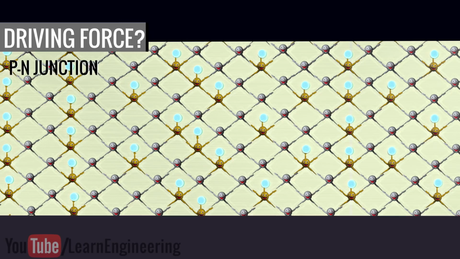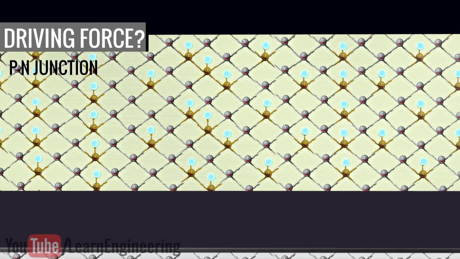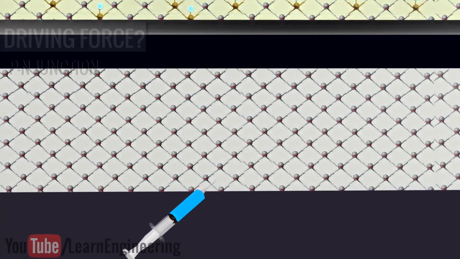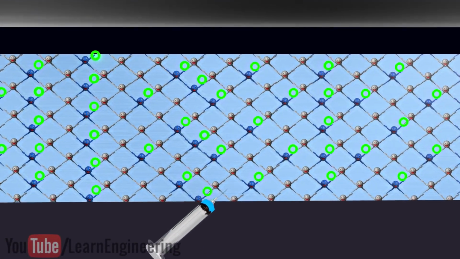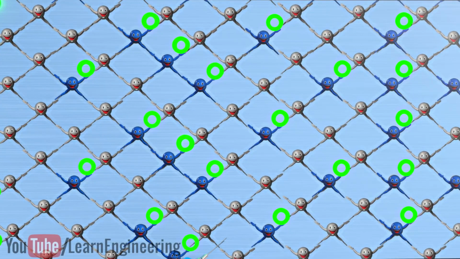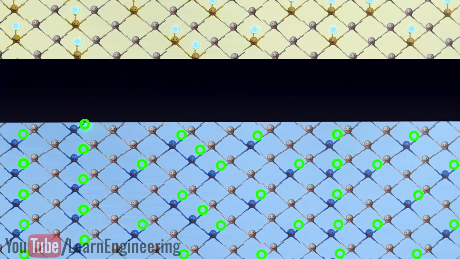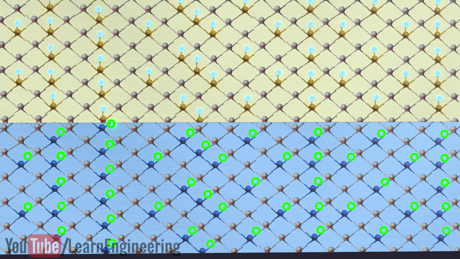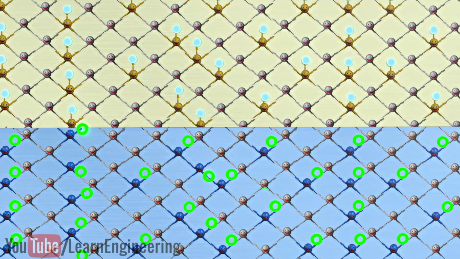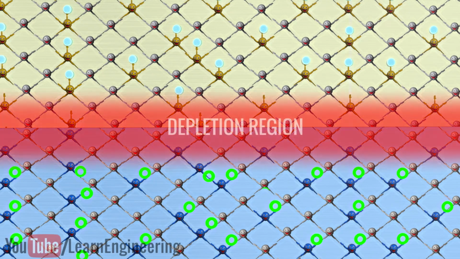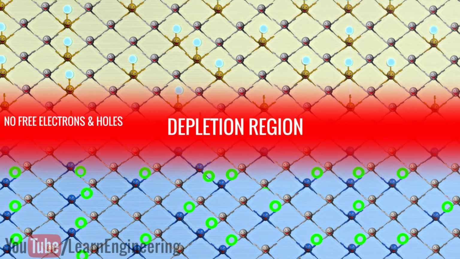Let's see how a p-n junction produces the driving force. Similar to n-type doping, if you inject boron with 3 valence electrons into pure silicon, there will be 1 hole for each atom. This is called p-type doping. If these 2 kinds of doped materials join together, some electrons from the N side will migrate to the P region and fill the holes available there. This way, a depletion region is formed, where there are no free electrons and holes.